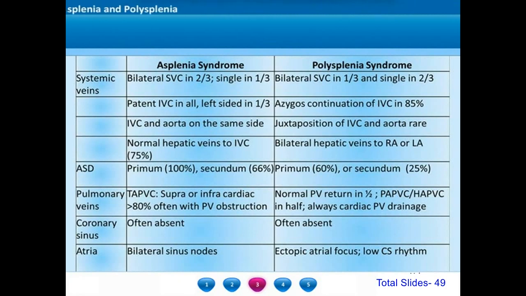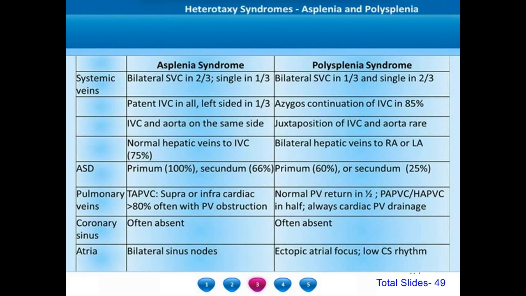Pulmonary veins may be abnormally draining in about 80% of asplenic syndromes, and all of them will be either supracardiac or infracardiac. This extracardiac TAPVC is not common in polysplenia at all. Polysplenia will have normal pulmonary venous drainage in half of the patients, and half of them may have partial or hemi-anomalous pulmonary venous connection, and it is almost always cardiac. Coronary sinus may be absent in both.